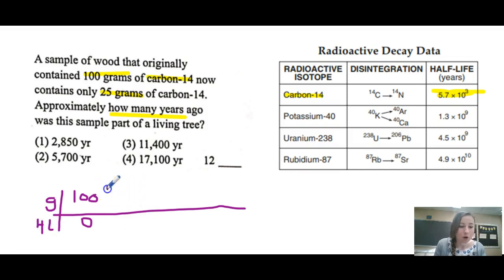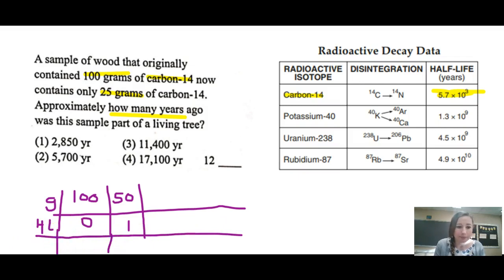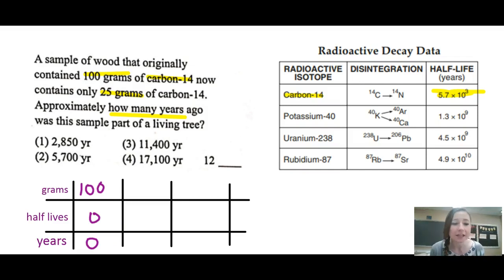All right, so no half-lives have occurred. There's 100 grams of carbon. After 1 half-life, there's going to be 50 grams of carbon. But how long did that take? Well, the reference table told me that it took 5,700 years. So I'm going to add another part of my chart to indicate time. So I just took a second to make that a little neater, but after 1 half-life, that took 5,700 years, and I have half of the amount, so if I originally had 100, I now have 50.